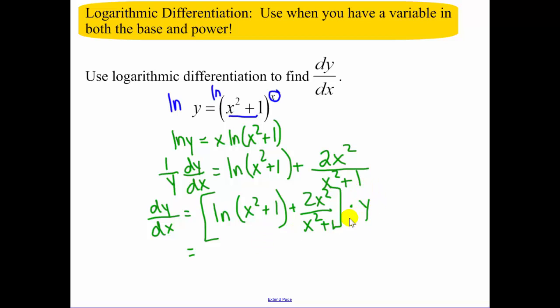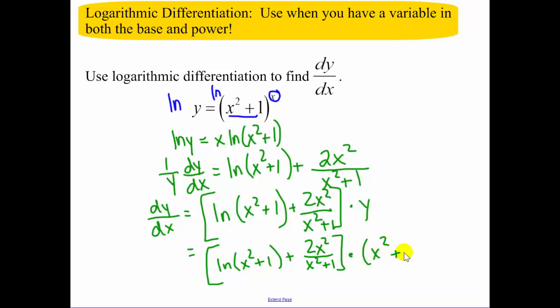Now I need to substitute in what our y was. We substitute in what our original y was, which was x squared plus 1 to the x power. So that's how you do logarithmic differentiation, when you have an x in your base and in the exponent.